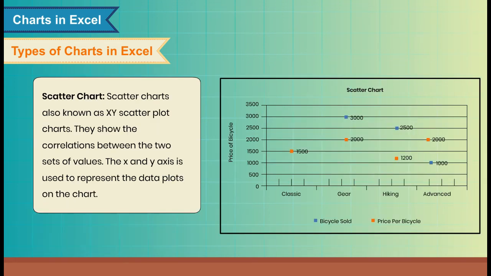Scatter chart. Scatter charts, also known as XY scatter plot charts, show the correlations between two sets of values. The X and Y axis is used to represent the data plots on the chart.